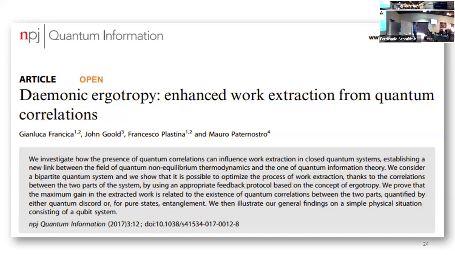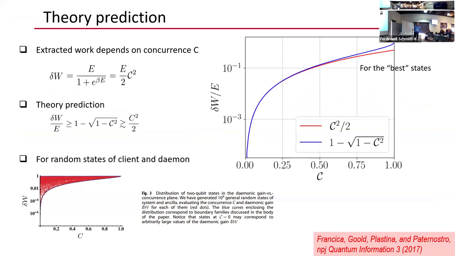So of course this measurement starts on the daemon qubit. She measures her qubit and then she decides whether she wants to do something with the client, with the agent qubit. So this is what they predict, that this work extraction depends on the quantum concurrence. So here's the relative work extraction, and that is the quantum concurrence. And if you have a lot of correlation, of course, then you can nicely extract work. Yes, that is not such a big surprise, but here it comes with a formula which we should remember.